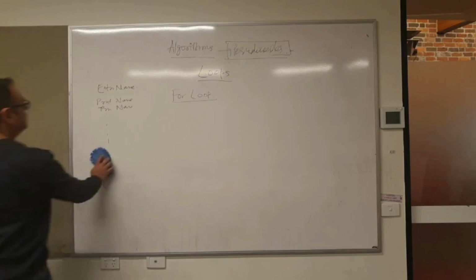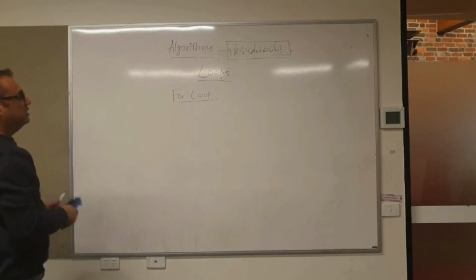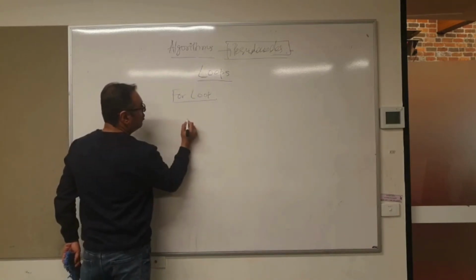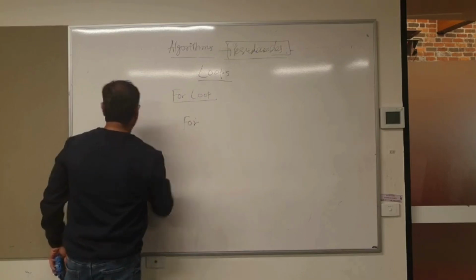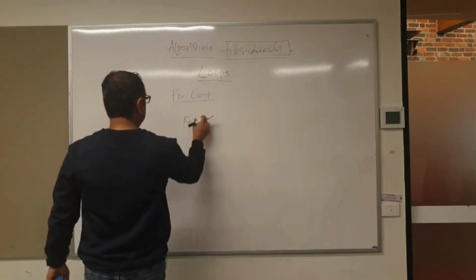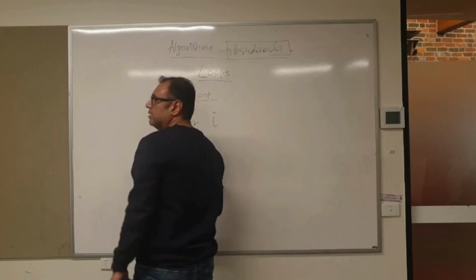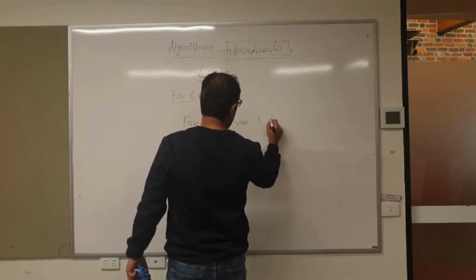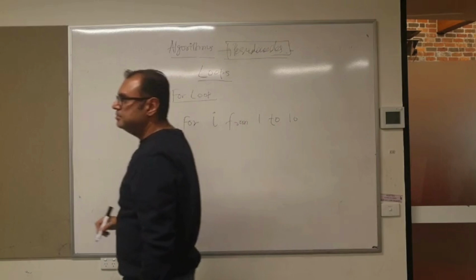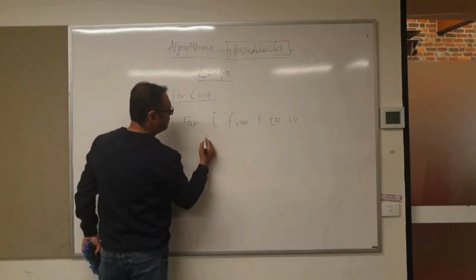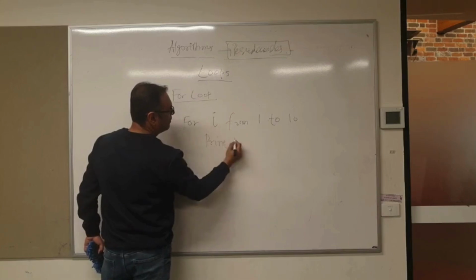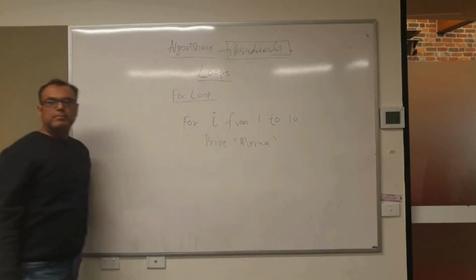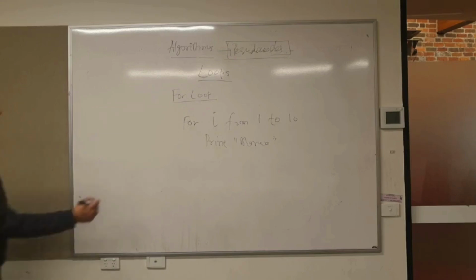Now, how is a for loop statement executed? So I say for I from 1 to 10, print Marwa, and I say end for.